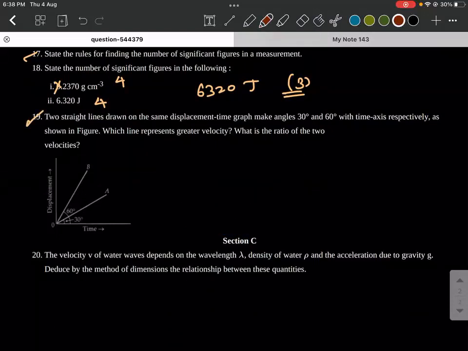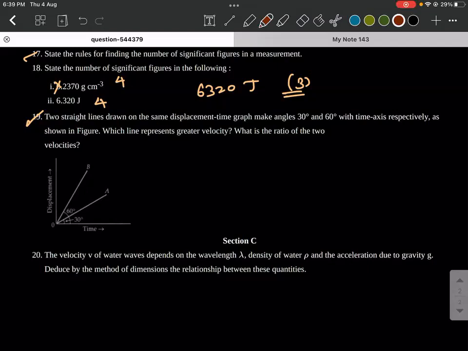Question 19. There are 2 straight lines drawn on the same displacement time graph, making an angle of 30 degrees and 60 degrees with the x-axis respectively, as shown in the figure. Which represents greater velocity and what is the ratio of their velocities? So if it is a velocity time graph, slope will give you, we did a problem.